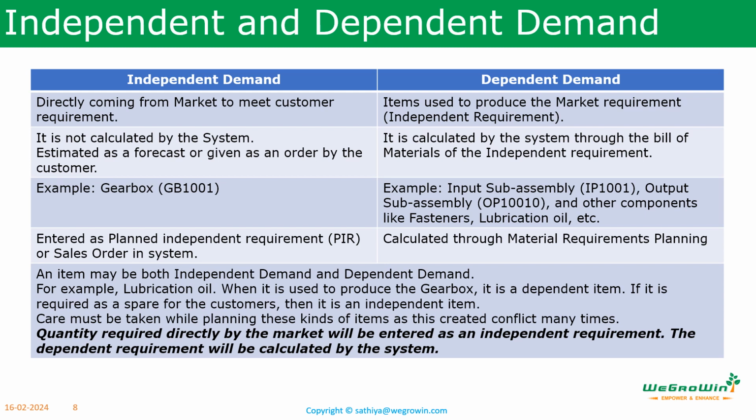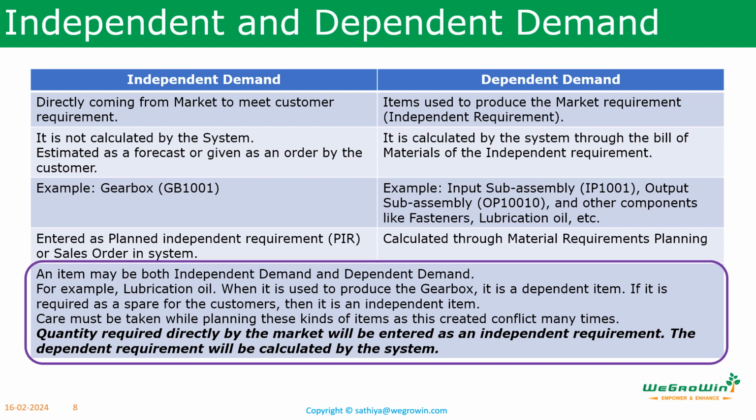There may be some items which may be both dependent and independent. For example, let us take lubrication oil. If the lubrication oil is used in producing a gearbox, then it is a dependent requirement because it is to produce an independent item, that gearbox. It is going as input to the gearbox. But if the lubrication oil is supplied to a supplier who is doing some service of gearboxes, etc., at that time it is becoming independent requirement because it is coming as a market requirement. So the same material is acting as dependent demand and also the independent demand.